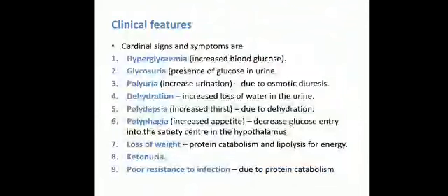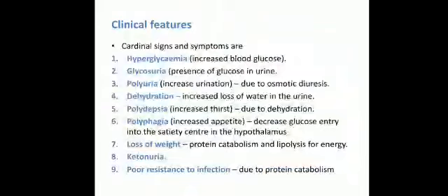Number 2, glycosuria. The presence of glucose in the urine is when we use the term glycosuria. Point number 3 is polyuria, where there is increased urination. And what is the reason for polyuria in diabetes mellitus? It is due to osmotic diuresis. We have already discussed osmotic diuresis in renal physiology. Now the fourth point is dehydration. And why is dehydration happening? Because of increased loss of water in the urine.